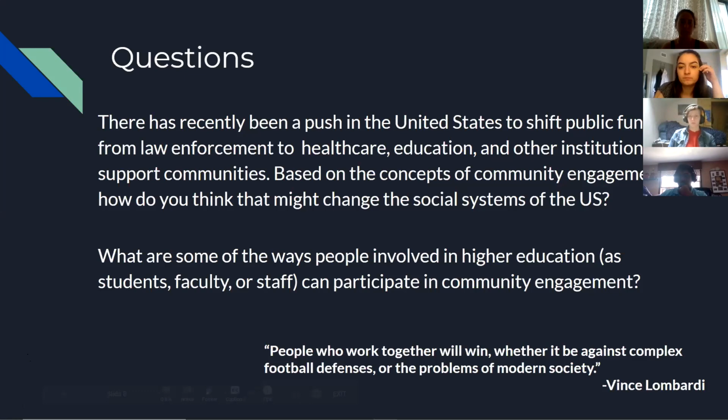Okay, so there has recently been a push in the United States, a movement called defund the police, which doesn't mean cut funds from the police entirely. It's just allocate more funds from the police to more community-centered services like healthcare, education, and other institutions that support communities. So, based on the concept of community engagement, how do you think this might change the social system of the U.S.?